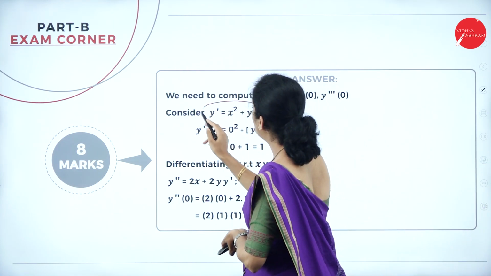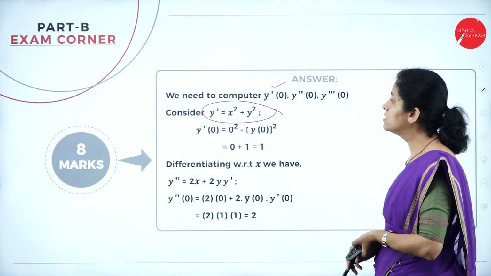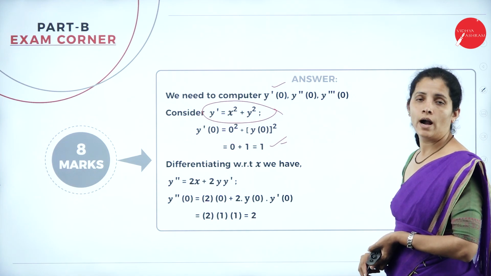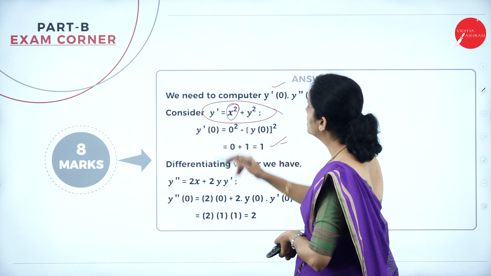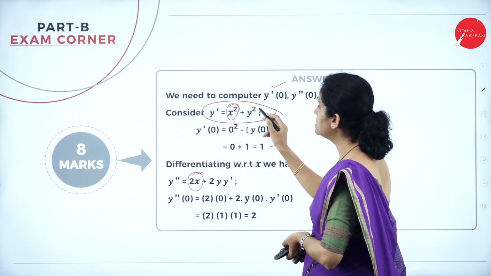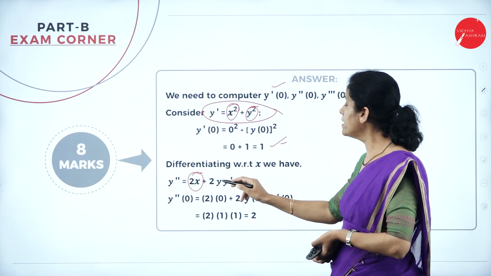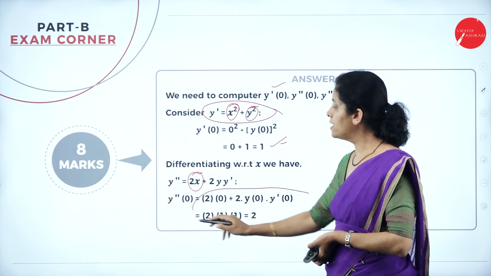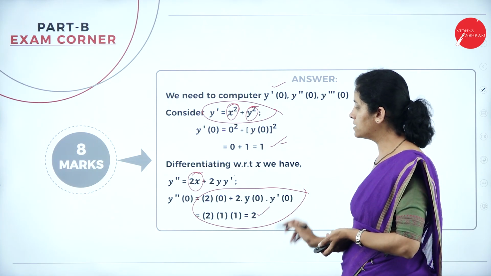So, y dash equals x square plus y square. When I substitute the values, I am going to get the answer 1. Now I want to find out y double dash. So here, 2x plus, with respect to y, 2y into y dash. Substitute the values. So here the answer is 2.